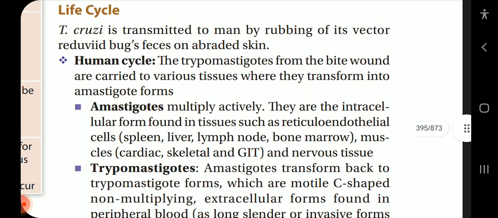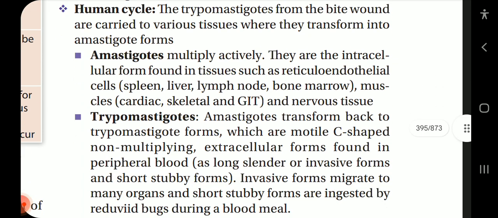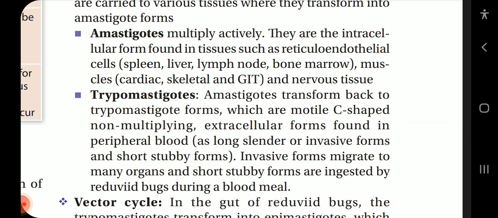Life cycle: Trypanosoma cruzi is transmitted to man by rubbing of the vector reduviid bug's feces into the bite wound or abraded skin. Human cycle: the trypomastigotes from the bite wound are carried to various tissues where they transform into amastigote forms. Amastigotes multiply actively. They are the intracellular forms found in tissues such as reticuloendothelial cells, spleen, liver, lymph node, and bone marrow, muscles, cardiac, skeletal, and GIT, and nervous tissues.